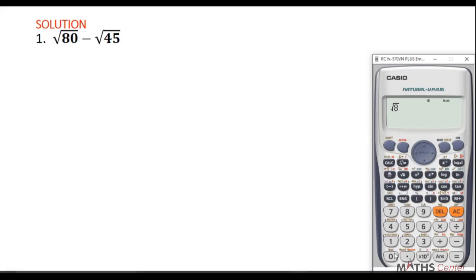So we do square root of 80. The calculator is giving us 4 root 5. So the perfect square we are looking for is 4 squared, which is 16. The other number is 5. So you replace 80 with 16 times 5. For 45, square root of 45 will give us 3 root 5. So the perfect square we are looking for is 9, which is 3 squared. Then the other number is 5. So 9 times 5 will give us 45.